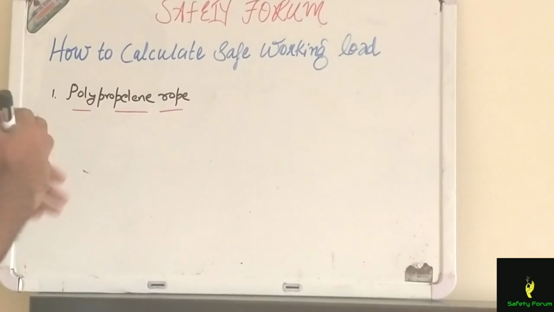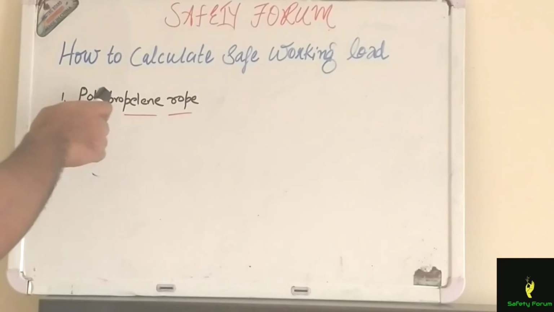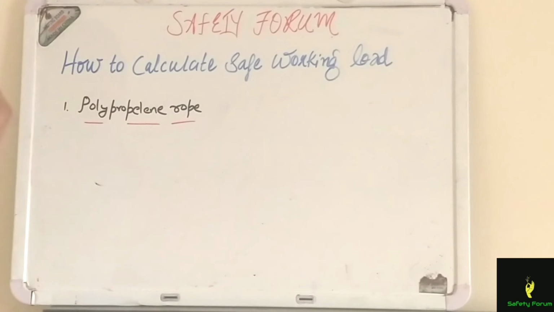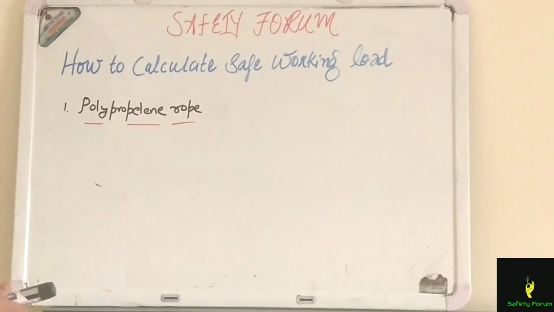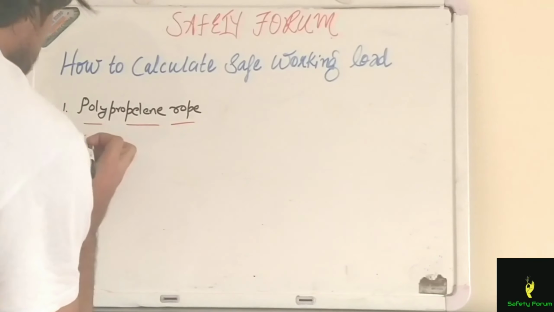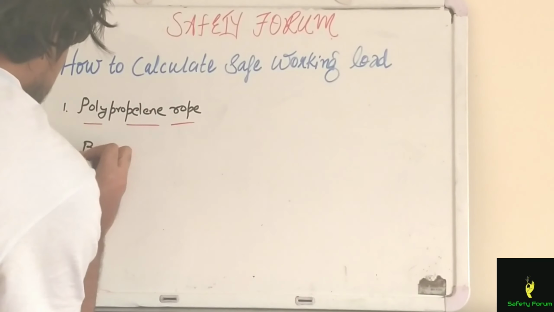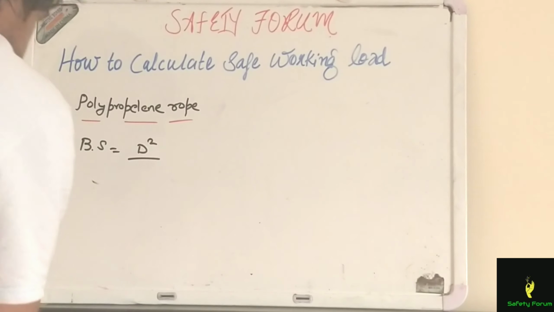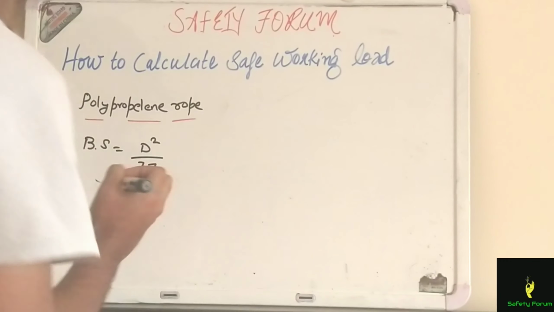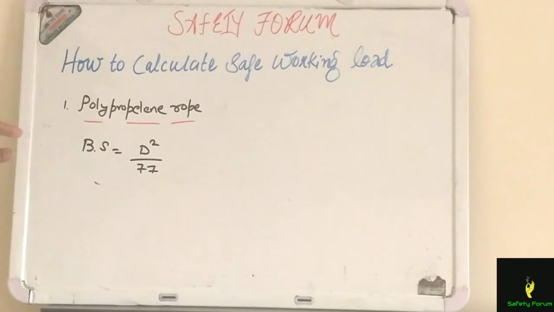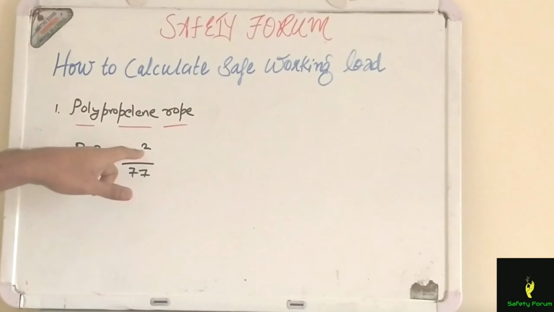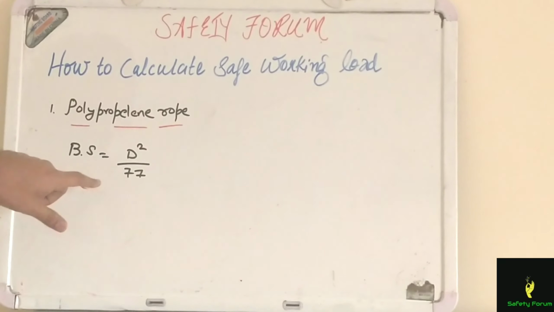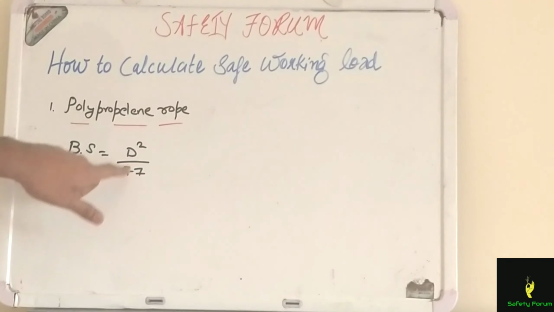Now we will be seeing how to calculate the safe working load limit for the polypropylene rope. So suppose we are using the polypropylene rope, how will we calculate the safe working load using the same formula? Again we have to find out the breaking strength, and put it into the safe working load formula. So breaking strength for the polypropylene rope will be D square divided by 77. Here the constant value will be 77. In Manila we have seen it was 200. Similarly here for polypropylene it will be 77. So you have to put it into this formula, D square divided by 77.